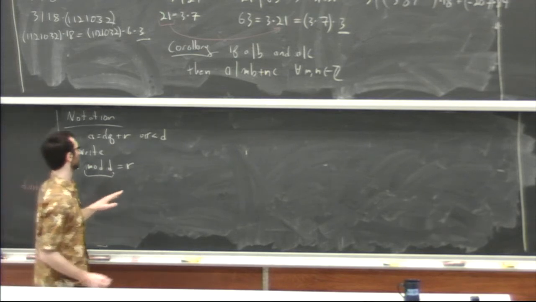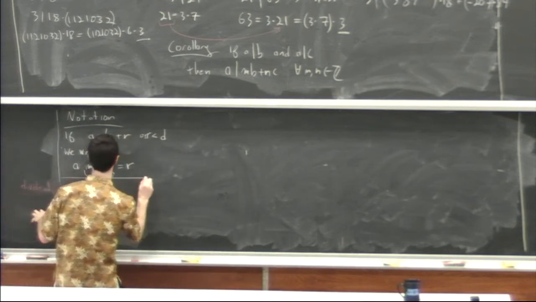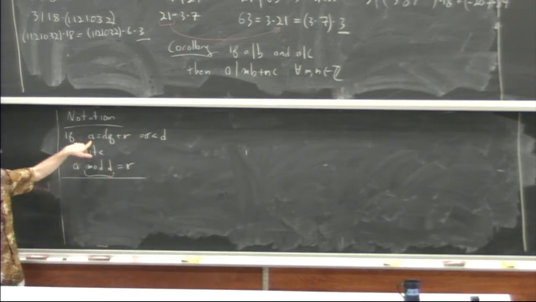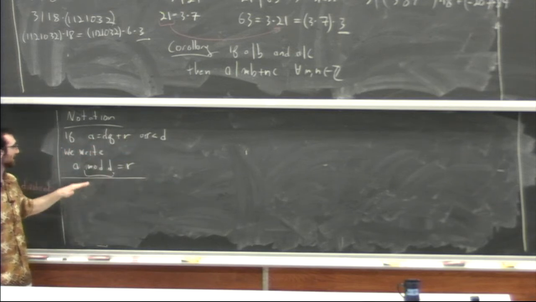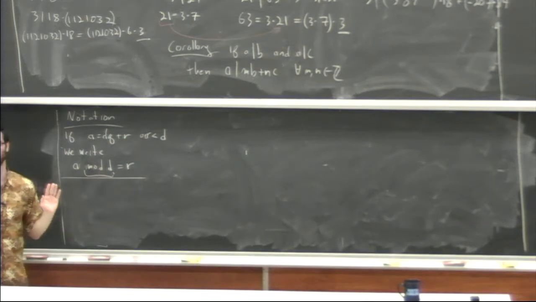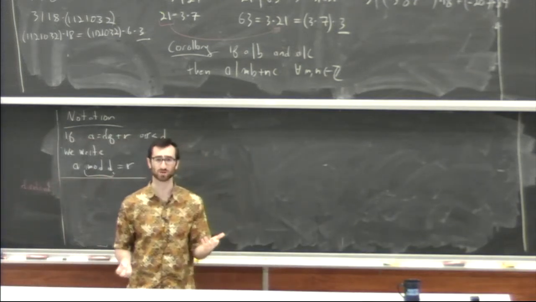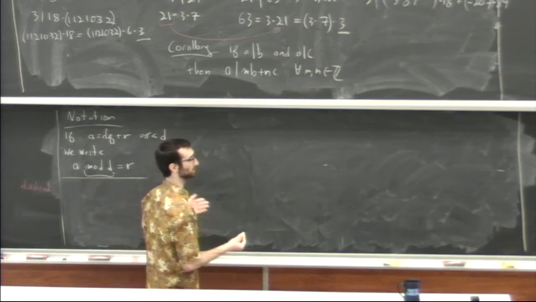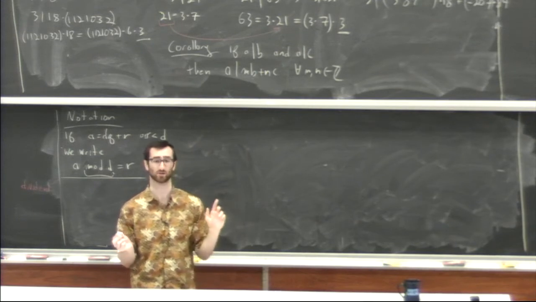So, the notation is this. If we have in the division algorithm the expression a is equal to dq plus r, then I write a mod d is equal to r. This is really defining a function from the integers to the set of numbers from 0 to d. Well, 0 to d minus 1, actually.